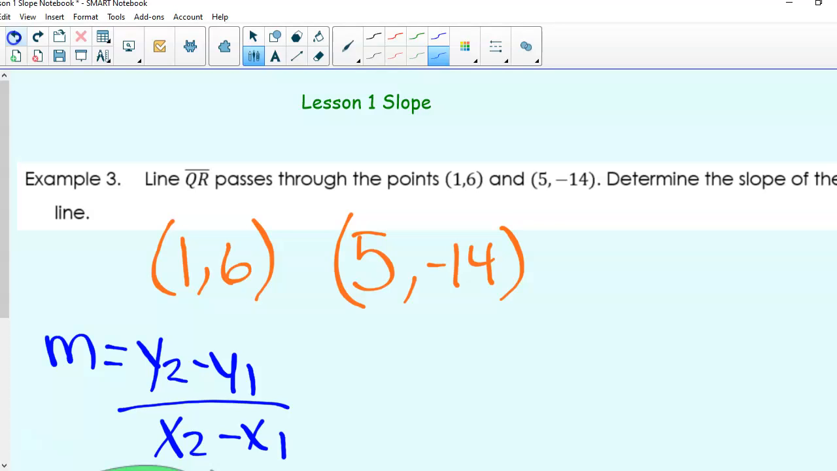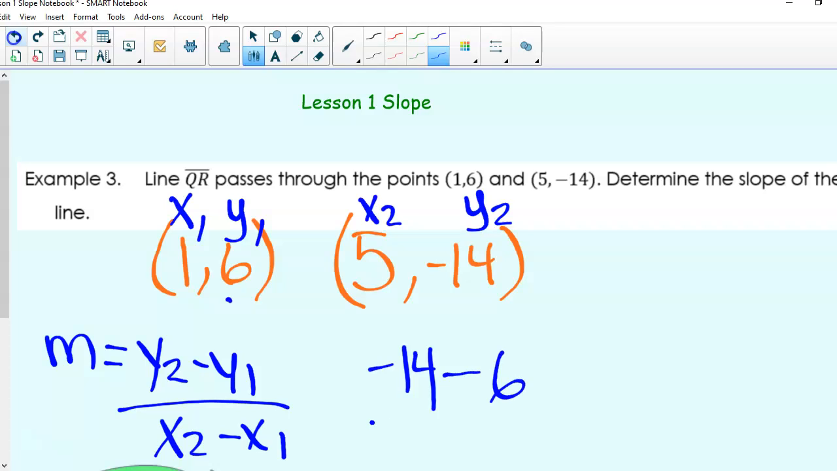Okay, and we want to make sure that we label our points. So my first point gets an x1, y1. My second point gets an x2, y2. And then from here, we're going to go ahead and plug in our values. So we're substituting in what we just labeled. So I have negative 14 minus 6 over my x2 minus my x1, which is 5 minus 1.